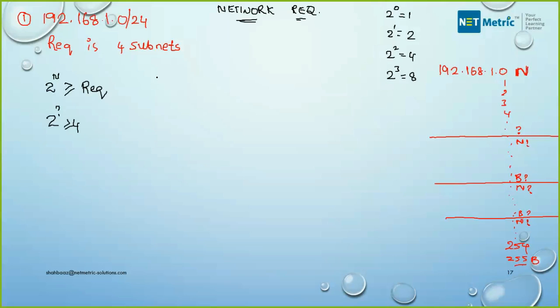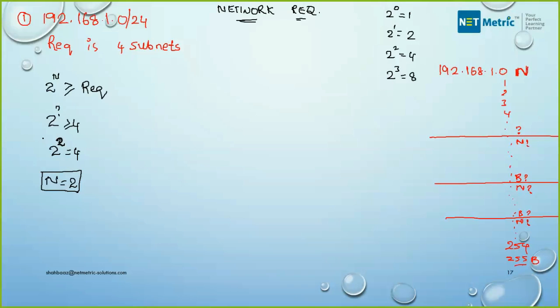Greater than or equal to 4. 2 power 2. Yes, 2 to the power of 2 will satisfy. So we will say 2 power 2 is equal to 4. So what will the n value be? The n value will be 2. So whatever the power value is, that will be the n value.